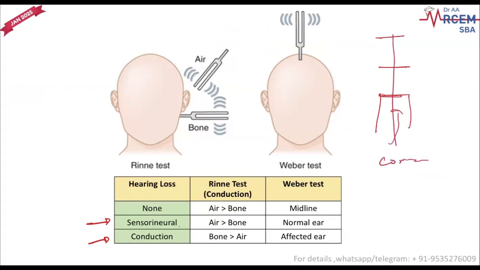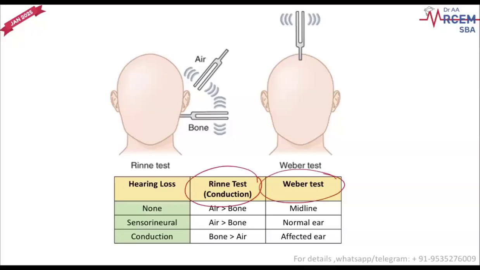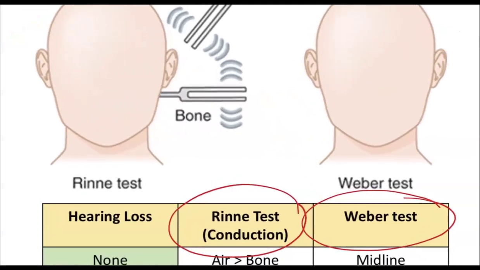Sensory neural deafness is the one where there is something wrong with the eighth cranial nerve, the vestibulocochlear nerve. There is something wrong with that. Then you call it a sensory neural deafness. The neuron is affected there. So what we do, there are two tests. One is Rinne's test, another one is Weber's test.